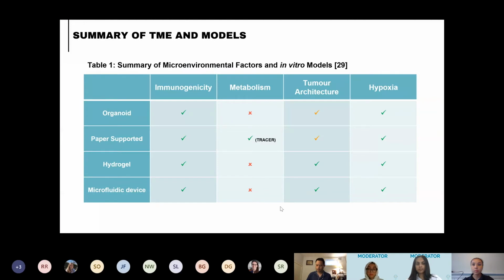Here I have provided a summary of the selected microenvironmental factors along with the models discussed in this presentation that reproduce them in vitro. It's important to note here that different models have different advantages and disadvantages for modeling certain factors of the TME, as well as some models can be applied to multiple factors. This table also highlights the unique approach to metabolic analysis that TRACER provides over other models previously discussed.